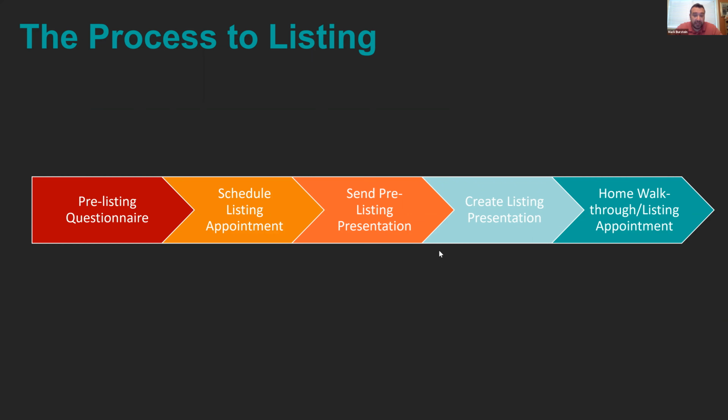Right? You have a lead, they expressed an interest in selling their home. Right now we've got to convert them. So step 1 is a pre-listing questionnaire. After you understand their expectations, motivations, and their timeline, right, how soon they want to sell, we can schedule that listing appointment.